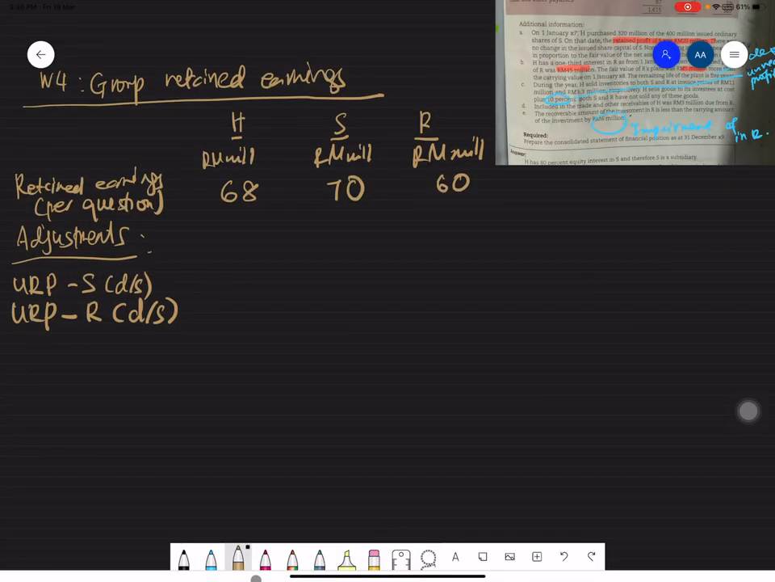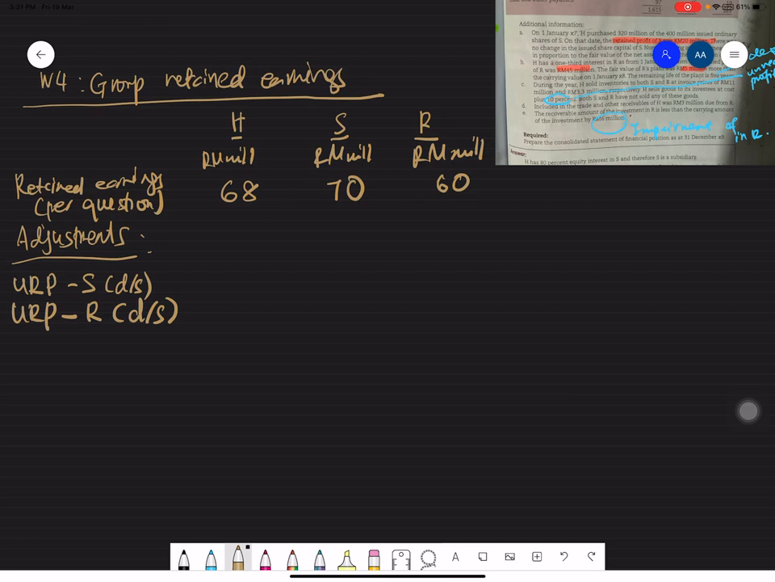Okay, we continue again. So we'll calculate the adjustments, which are unrealized profit (URP), depreciation adjustment of fair value, and also impairment. These will affect the group retained earnings.